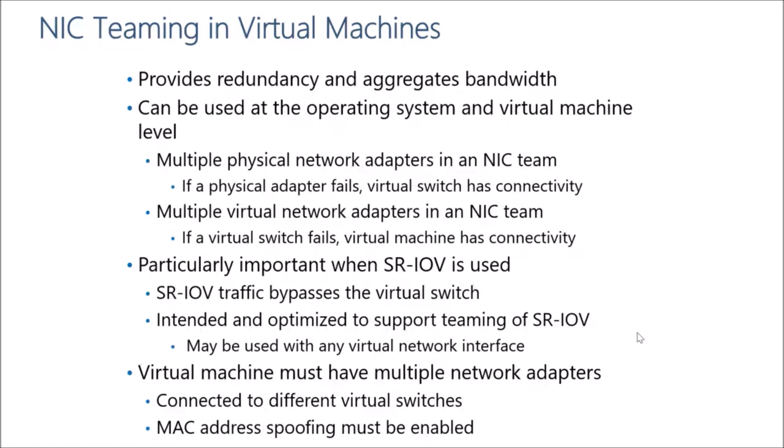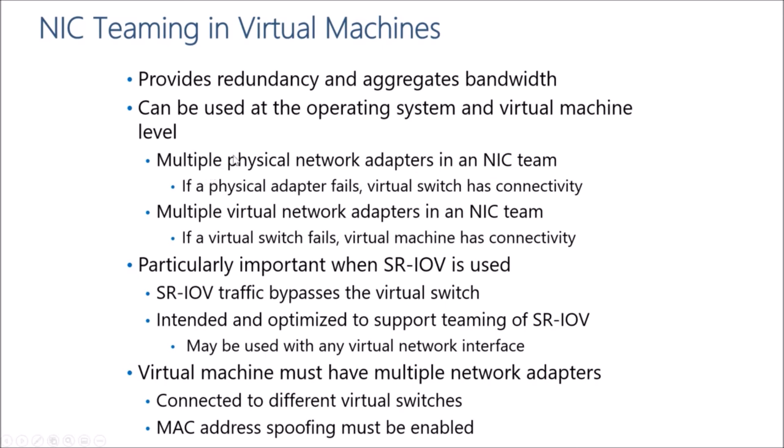So multiple physical network adapters in a NIC team. If a physical adapter fails, the virtual switch still has connectivity because it has another one. Multiple virtual network adapters in a NIC team. If a virtual switch fails, the virtual machine still has connectivity because it can go to a different virtual switch. So this doesn't make sense, does it?